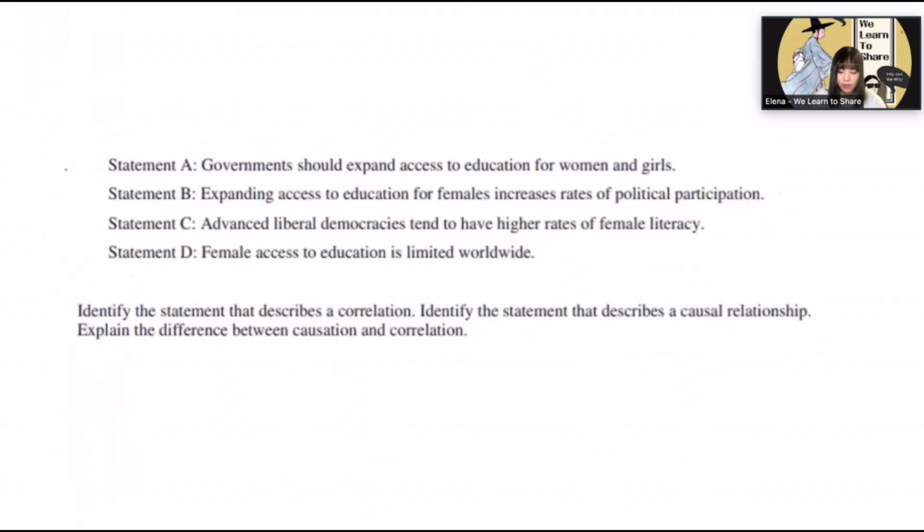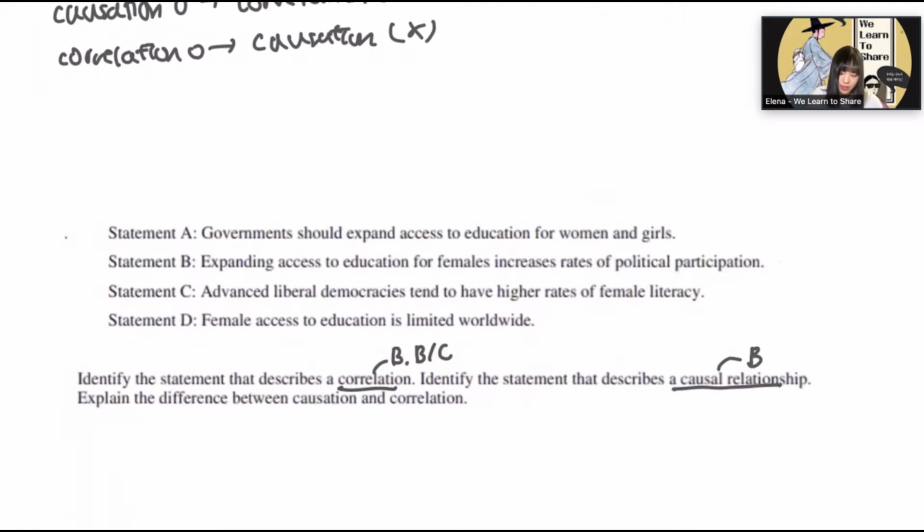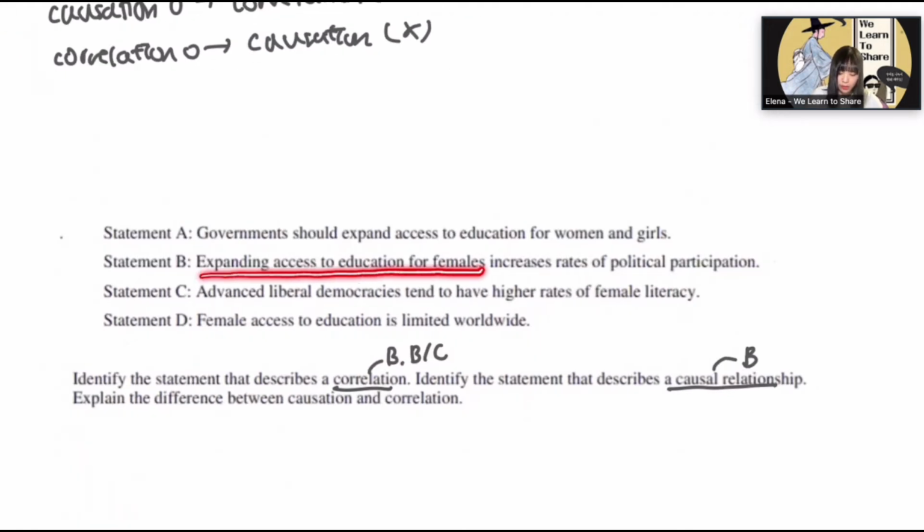Okay, you can pause for a minute if you want to solve this on your own. And now I'm going to tell you the answer. So statements A and D would be nothing. They neither describe a correlation nor a causal relationship. But you can say that a statement that describes a correlation is statement B or B and C. And the statement that describes a causal relationship is only B. I told you before that having a causation does imply that there is a correlation. And you can say that statement B clearly implies a causal relationship, right? Because it says that expanding access to education for females increases the rates of political participation.